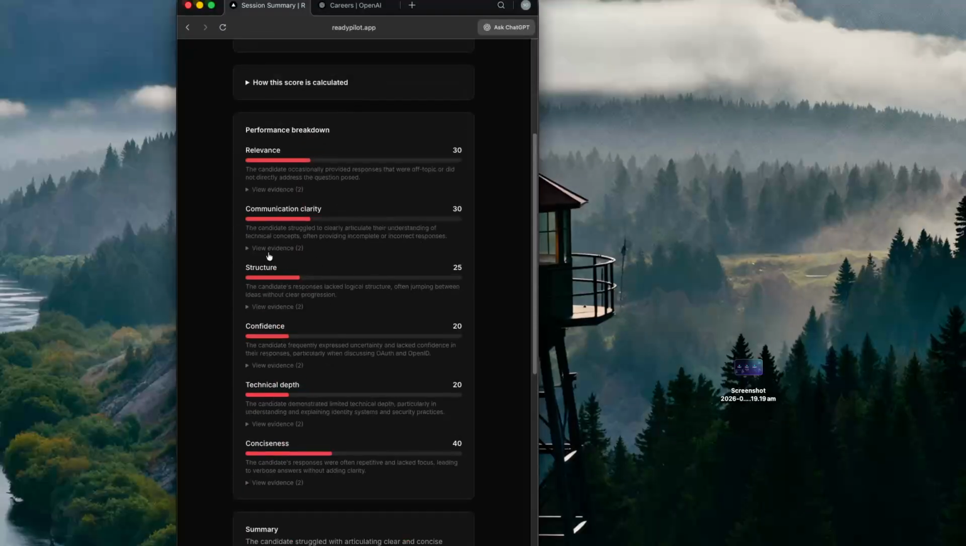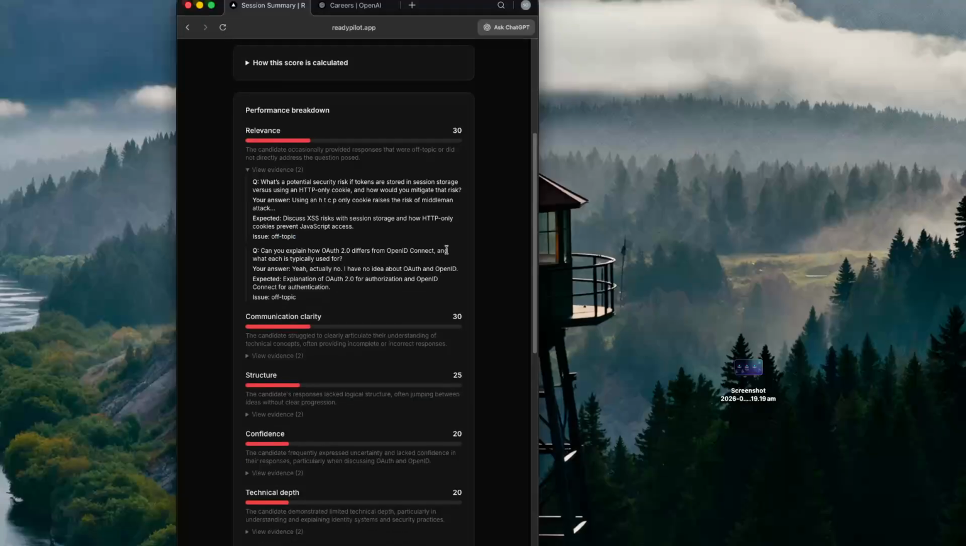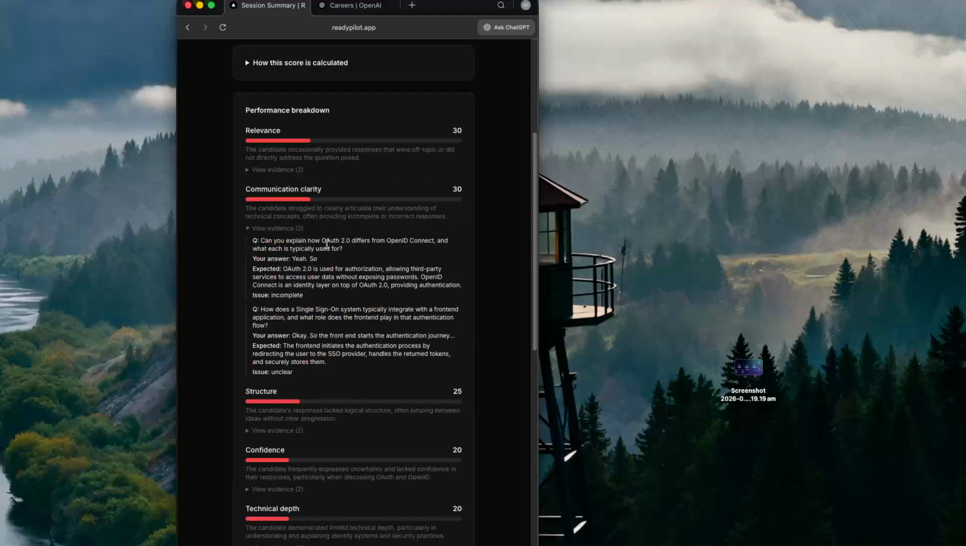Let's just glance through. Relevance 3100. What is the potential security risk if tokens are stored? Blah blah. This was my answer. I'm supposed to discuss this issue completely off topic. Yeah, because I don't know the answer. Can you explain this again? Issue off topic. Yeah, again, because I didn't know the answer.